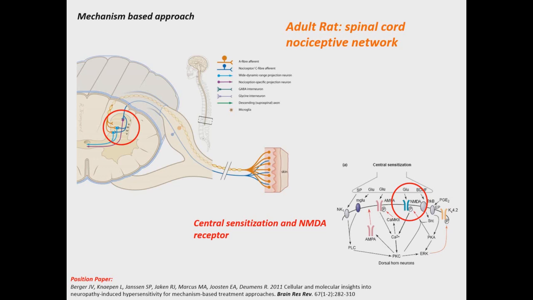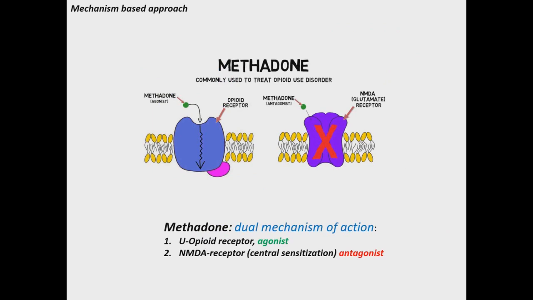And okay, we thought, when pain develops, central sensitization is such an important process, and the NMDA receptor is involved. Morphine has been used. Opioid receptors are known to be involved, but I showed you that the NMDA receptor is also very important. And from that, we thought that methadone would be a nice candidate because it has a dual function. There's not only an agonist function for the opioid receptor, but also an antagonist effect on the NMDA receptor.